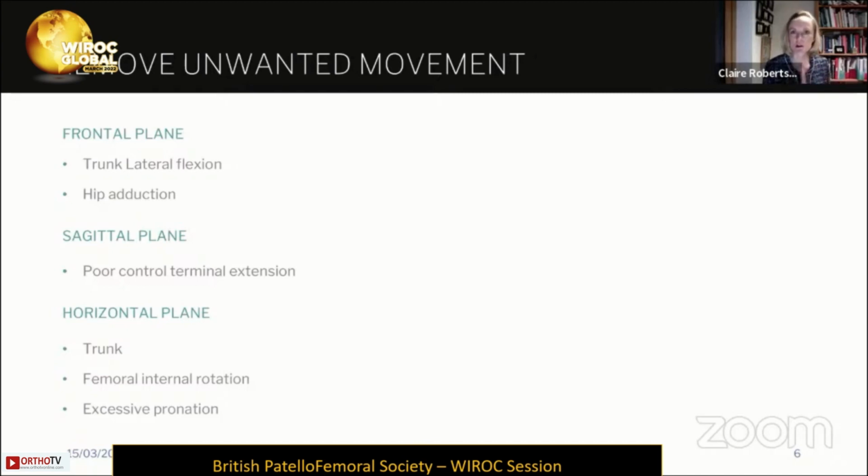So I want to see that the trunk is quiet. I don't want undesirable extra movement there. I want to see that the femur is only rotating in a way that is necessary and desirable in functional movement. I don't want any more internal rotation than that. And again, at the foot, what's happening at the foot? Is it excessively pronating and creating compensatory tibial rotation that once again provides that horizontal challenge to patellofemoral stability?